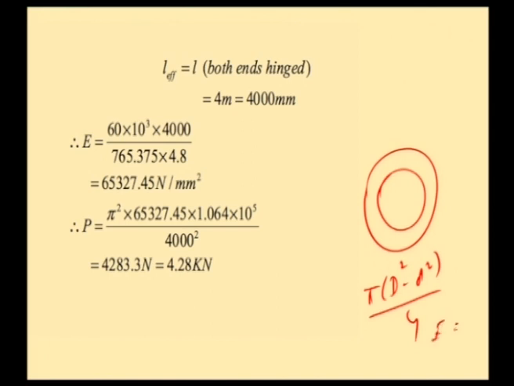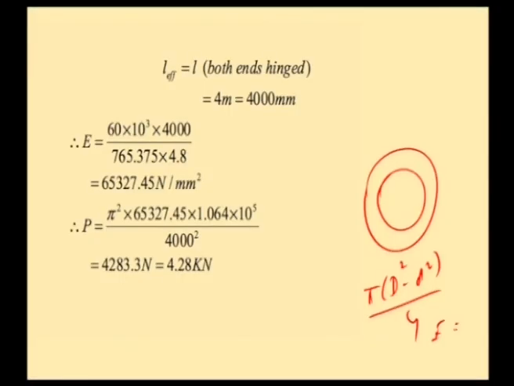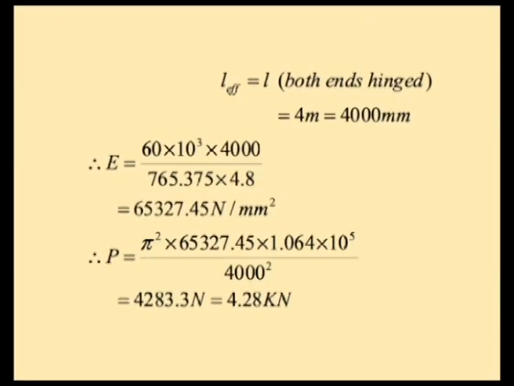So, Young's modulus is known and pi squared E I can be computed using I equal to pi into D power 4 minus d power 4 by 64. So, you will have the I value, then L effective equal to L itself because both the ends are hinged, and substituting we will get a value of 4283.3 Newton, which is nothing but 4.28 kilonewton.